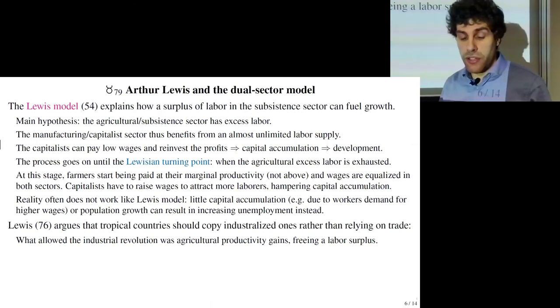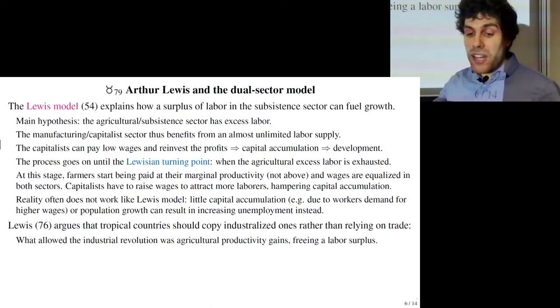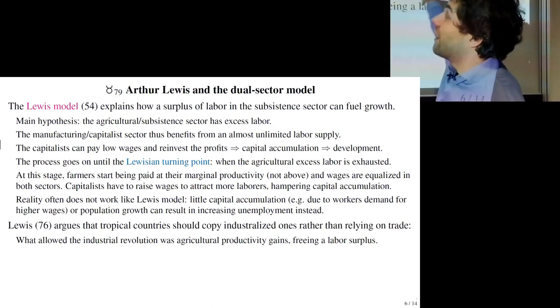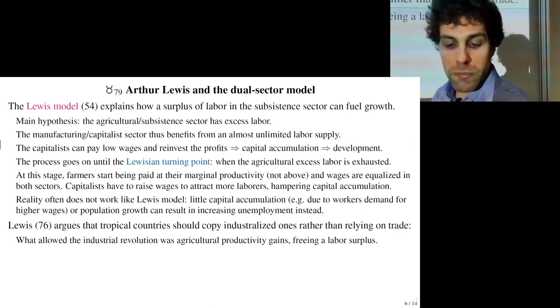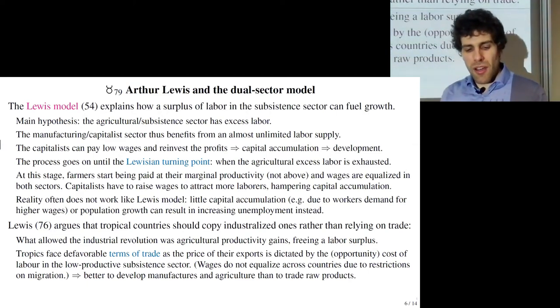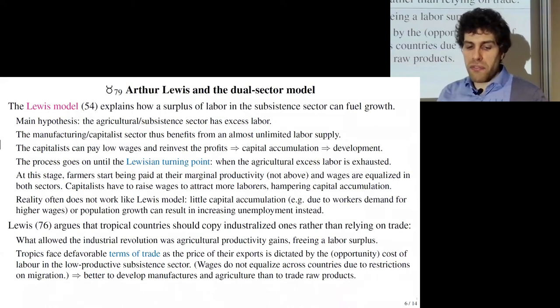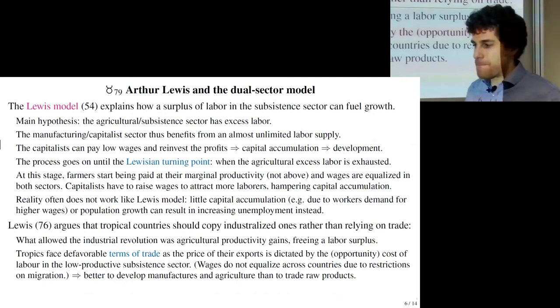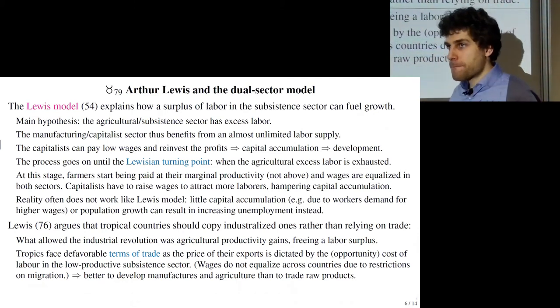Because what allowed the Industrial Revolution in England, in Europe, was agricultural productivity gains. It freed up a labor surplus that was used to feed the manufacturer, as in the Lewis model. The problem with the option of trade is that the tropics face unfavorable terms of trade. Terms of trade is the price they obtain for what they sell.